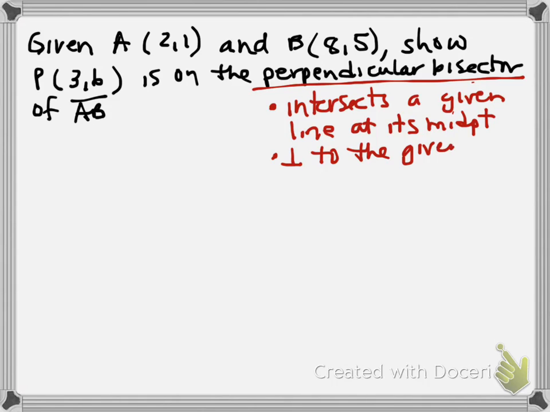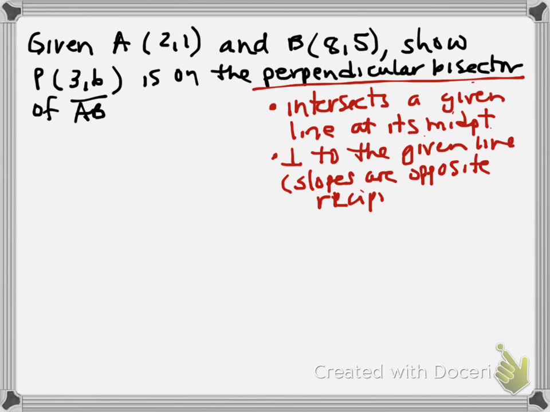So what do we know about perpendicular lines? So we know that the slopes are what? Opposite reciprocals. So from that vocab word, we know we need 2 pieces of information. We need to know where the midpoint is on our line, and we need to know slope. Okay, so let's start with midpoint.